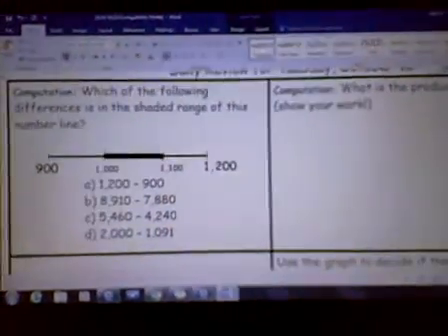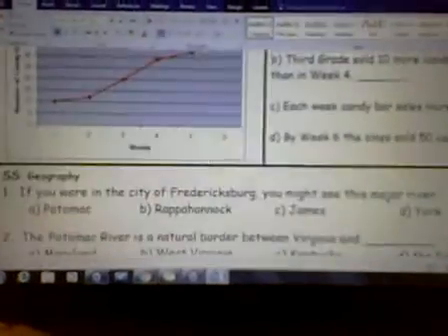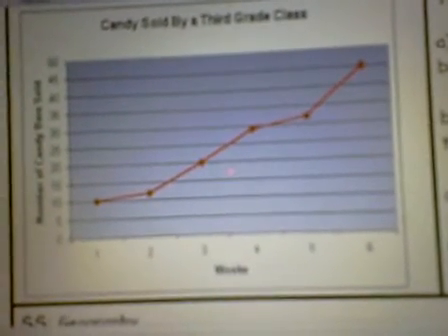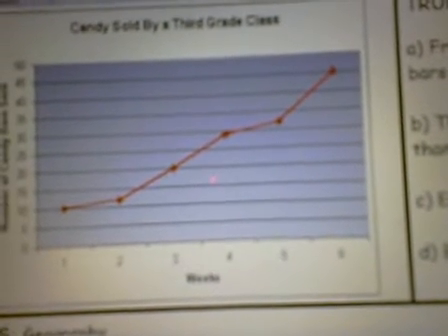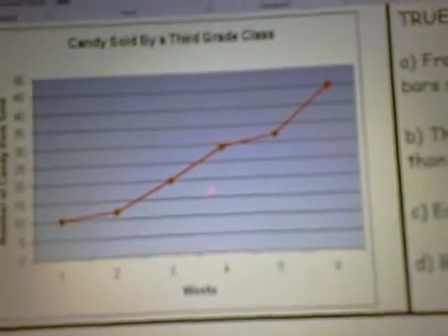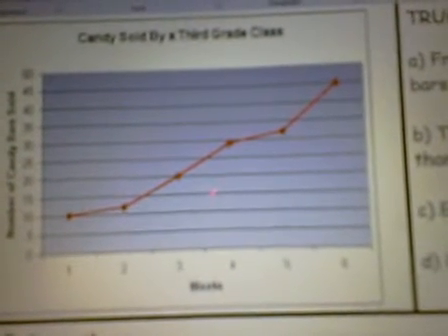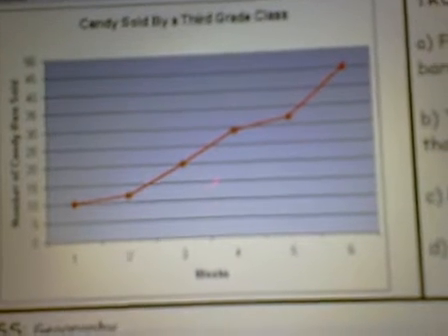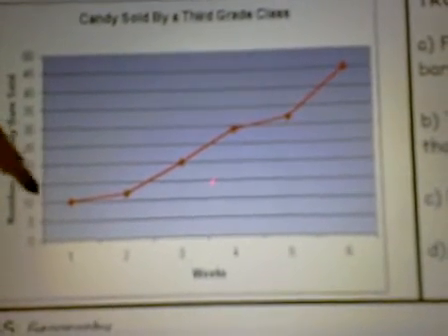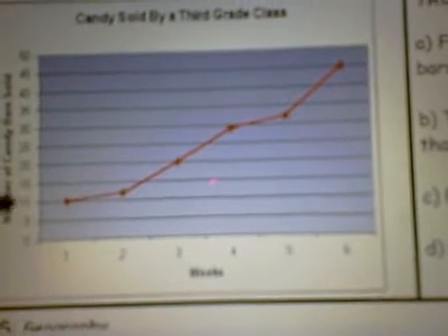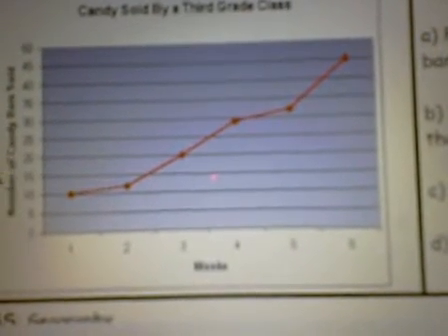The next set of questions are graphing questions, and they have a line graph. This is candy sold by a third grade class, and I notice the x-axis shows me the amount of time in weeks. The y-axis shows me the number of candy bars sold, and the graph consistently went up. And I can match some of the numbers over here on the graph. Some of them don't match up equally, and so I'm going to have to just use my best estimate for those missing numbers that aren't on a line.